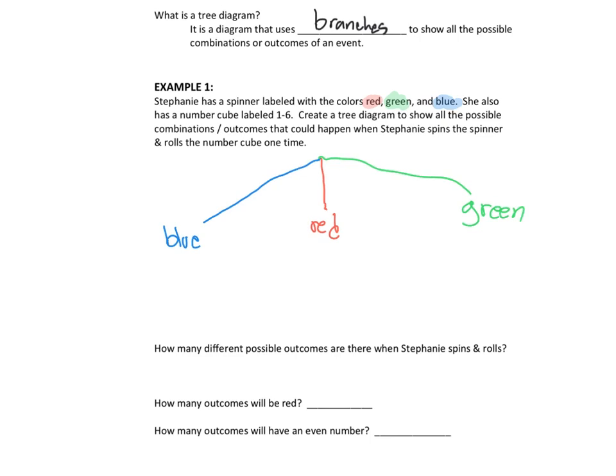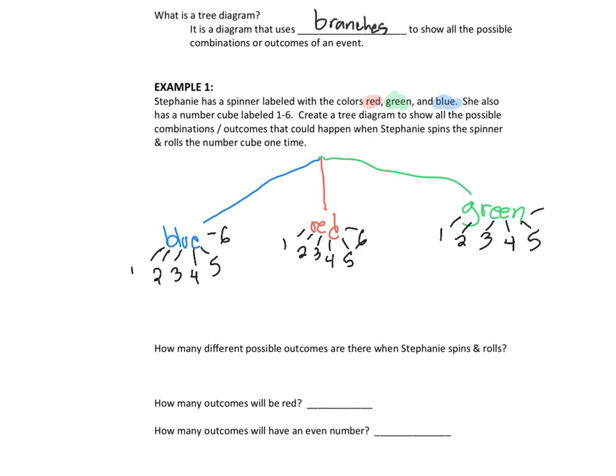Now the next thing in our story problem says that she also has a number cube labeled 1 through 6. So that means each one of our categories here, each color, needs to have more branches coming off of it that are 1 through 6. So we have 1, 2, 3, 4, 5, 6. Same thing on red. 1, 2, 3, 4, 5, 6. And also the same thing with green. Now what this is doing is showing us all of our outcomes that are possible.